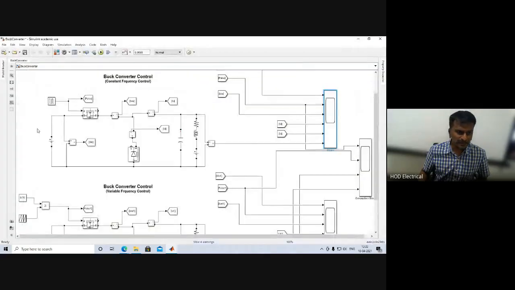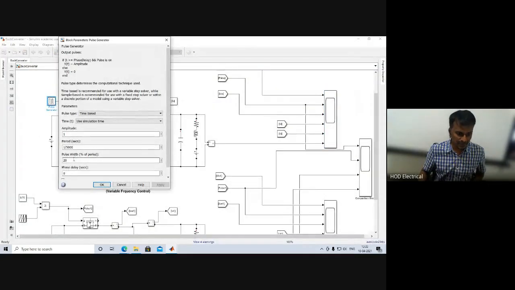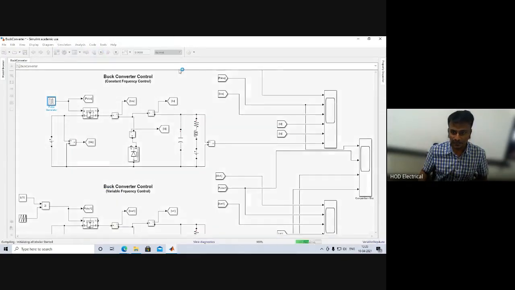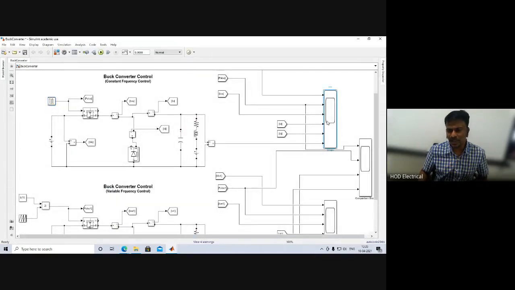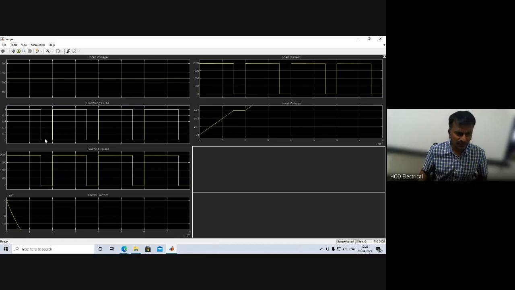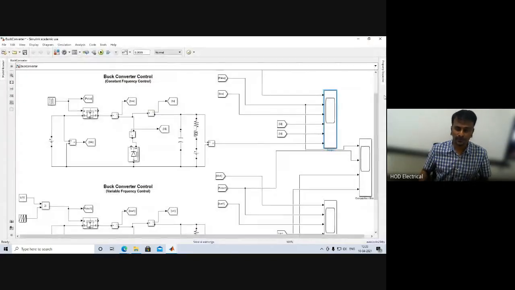Now if I make the duty cycle 75 percent, automatically the on time will be more and the off time will be less within the switching time period of 0.0002, or 5 kilohertz. That is what we have learned. But now we are going to learn about variable frequency control.